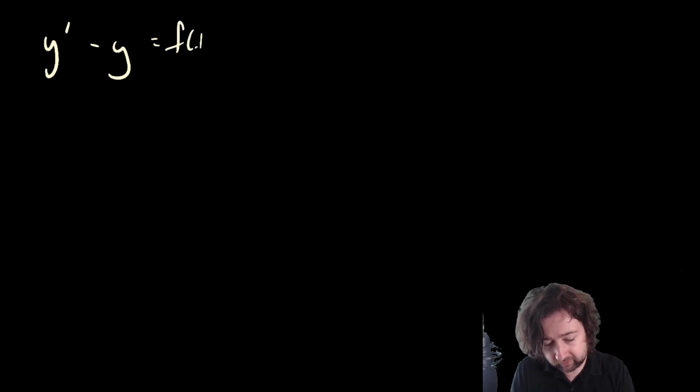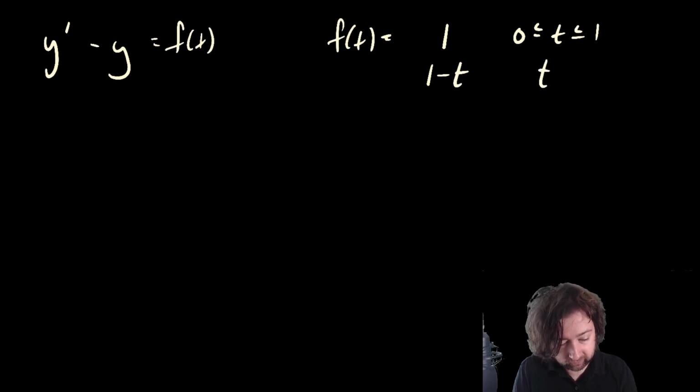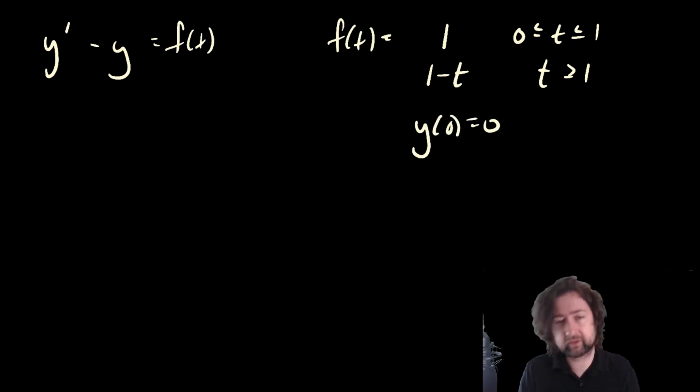So let's look at y prime minus y is equal to f of t, where f of t starts out as 1 as long as we're between 0 and 1, and then it turns into the function 1 minus t whenever t is bigger than 1. And I guess I need initial conditions as well. So let's impose the condition that y of 0 is equal to 0. So solve the differential equation.